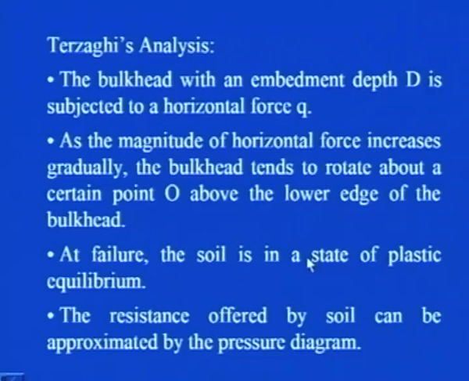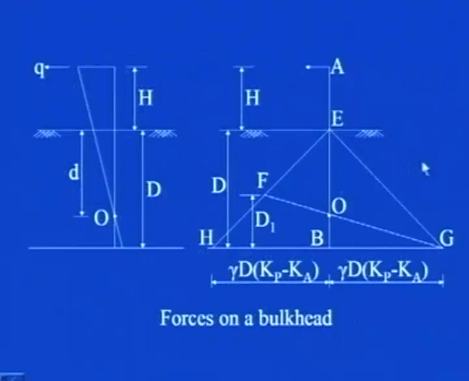At failure, the soil will be in a state of plastic equilibrium. The resistance offered by the soil can be approximated by the pressure diagram shown here. As Q is increased, the wall has a tendency to rotate about this point O, and the resultant pressure diagram due to this moment can be drawn here.